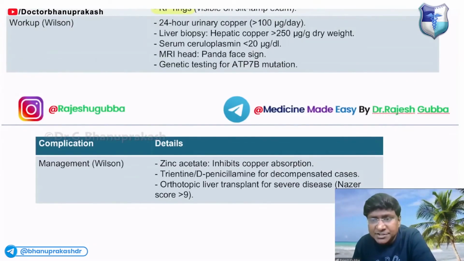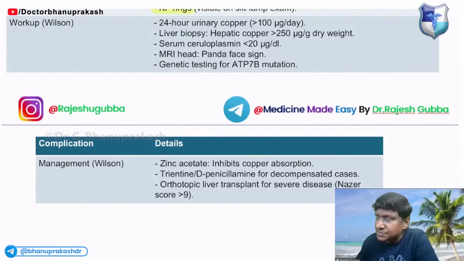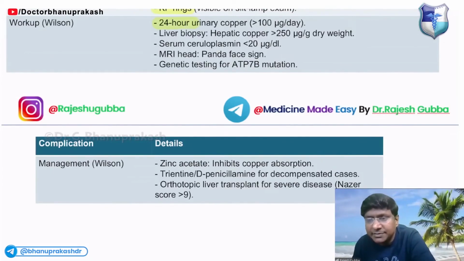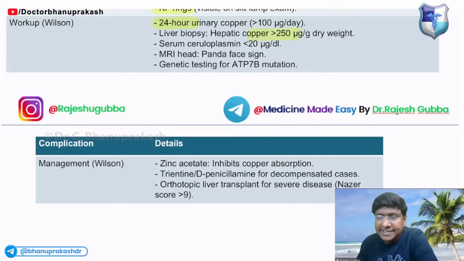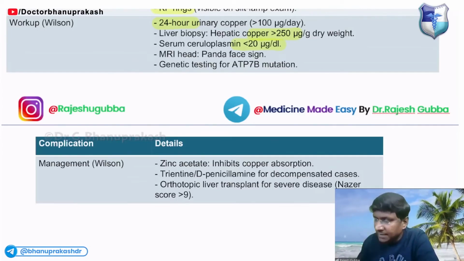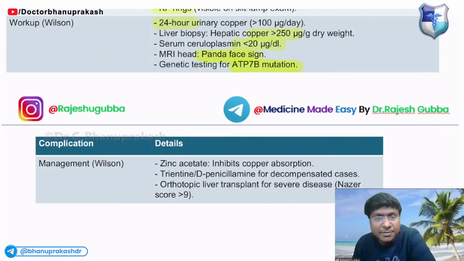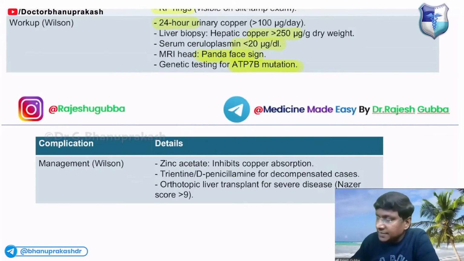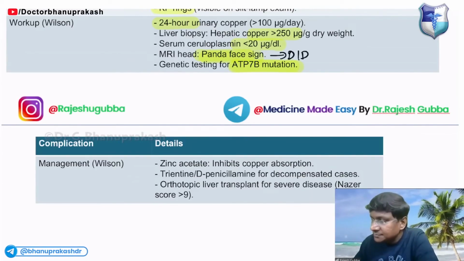How will you evaluate these patients? The first line investigation is 24-hour urinary copper, which will be more than 100 micrograms per day. What are the other investigations? If you do a liver biopsy, the hepatic copper will be more than 250 micrograms per gram of dry weight. Ceruloplasmin levels are decreased, which is the problem in Wilson's due to the ATP7B gene mutation. MRI shows the face of the panda sign. Genetic testing is what confirms that it is Wilson's, where you have a problem in ATP7B. Now, can anyone tell me the differential diagnosis for face of the panda?